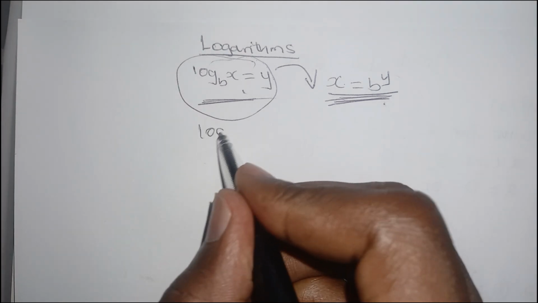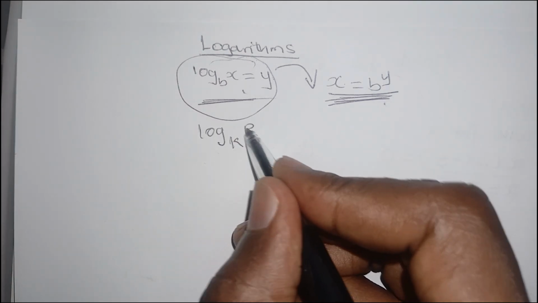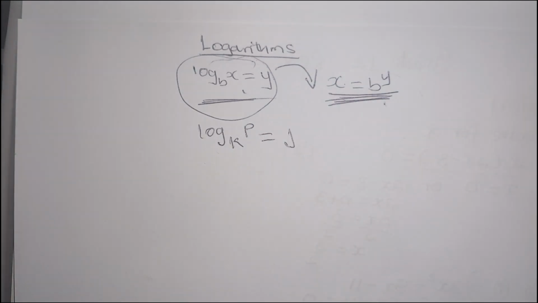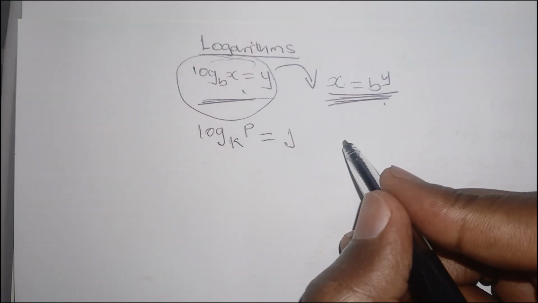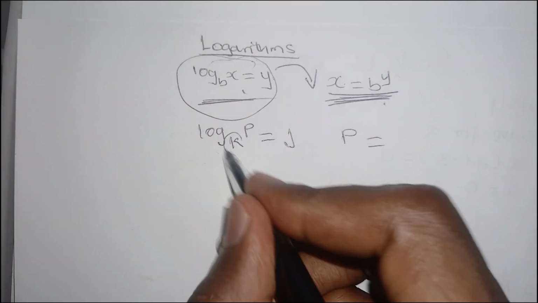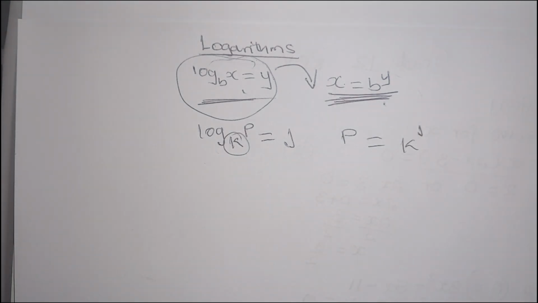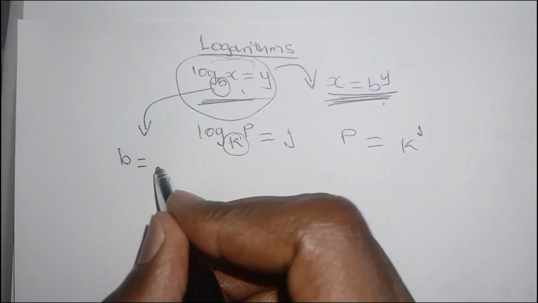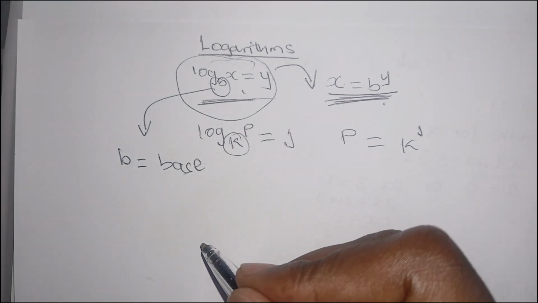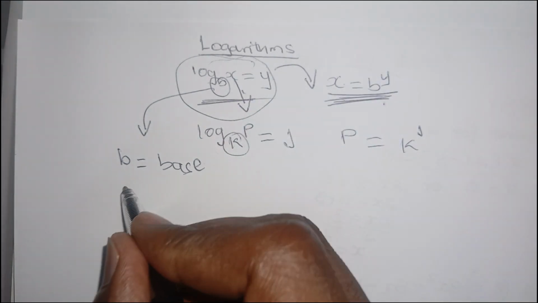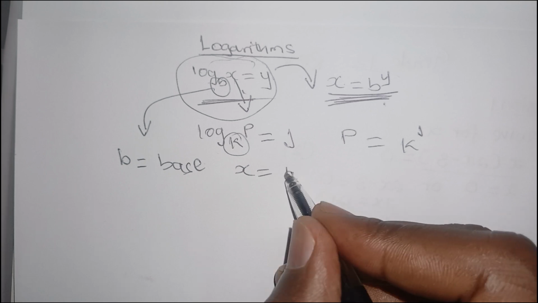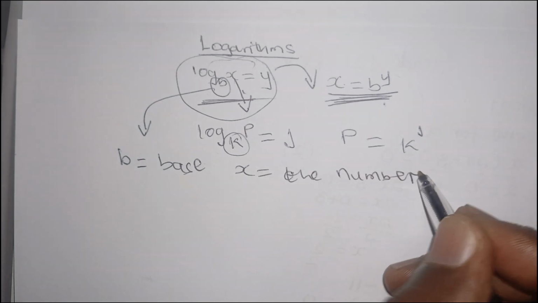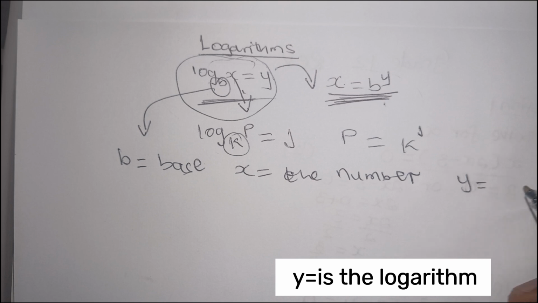So when you have log k, and then let's say p here, and then you have j here. When you turn it into exponential, then you have to leave p alone, and then this base should come and carry j. That's how it is. So now, here, b is the base, and then x is the number, and y is the logarithm.